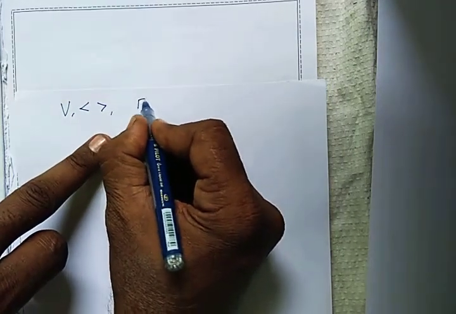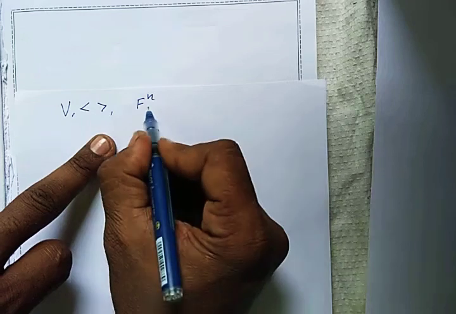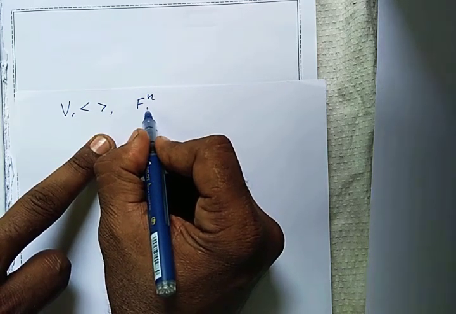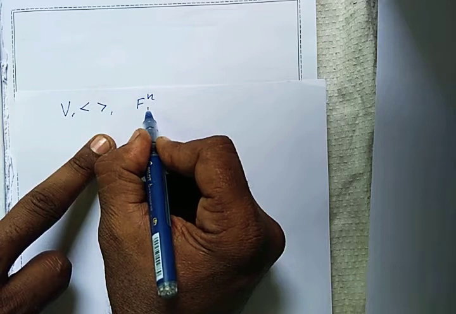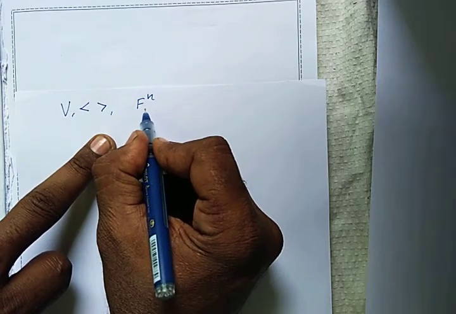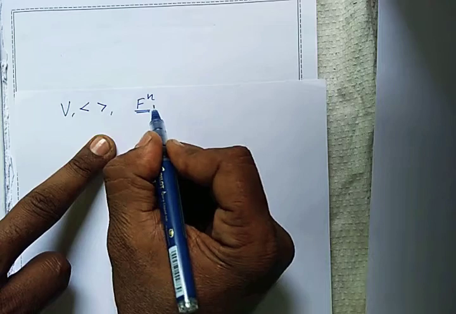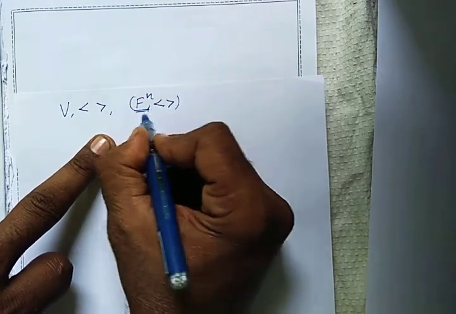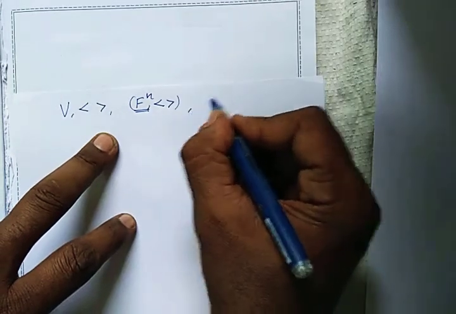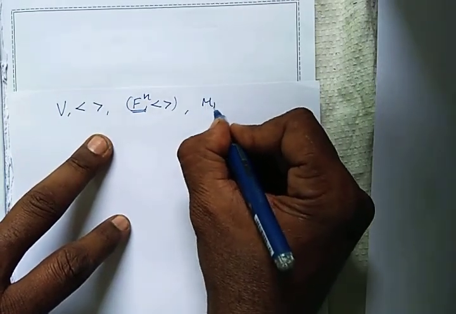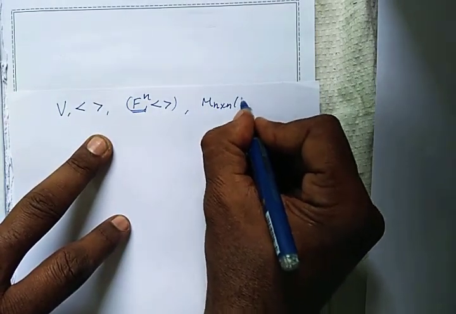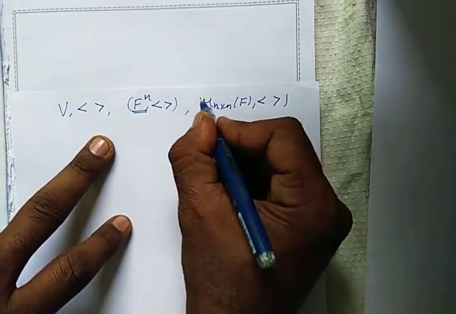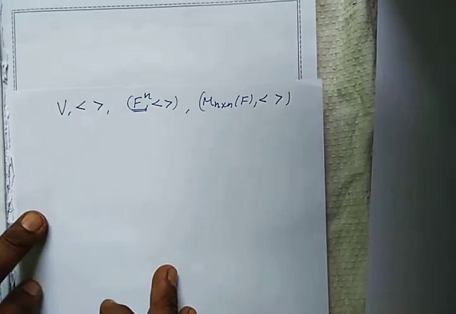Whenever I say Fn, always note that Fn is an inner product space with respect to the standard inner product. Whenever I say the inner product space Fn, assume that this is the standard inner product. Whenever I say this one is an inner product space, then assume the Frobenius inner product.